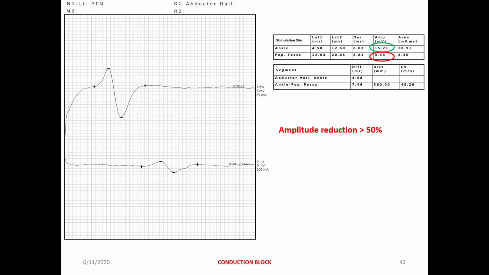Clear? So this is how you can interpret or diagnose conduction block. I hope that you all are clear with this. Now, Bell's palsy.